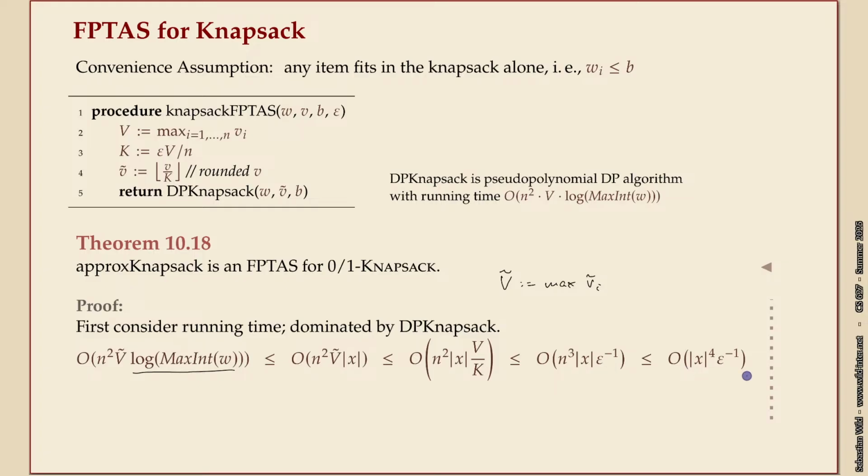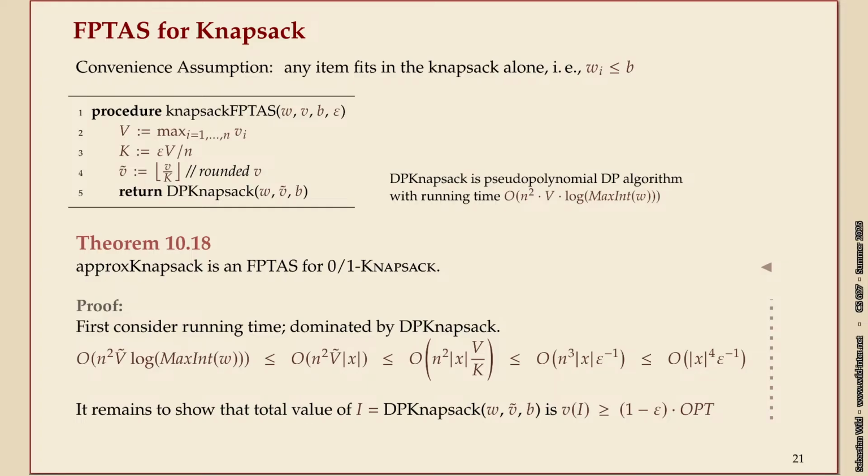And that indeed is a polynomial in the input size, the size of the encoding of the input, and 1 over epsilon. So the running time is fine. It's going to go up with epsilon, and the space is going to go up with epsilon, but only polynomially. So good enough for an FPTAS, and probably the best you can ever hope for. We still have to show that this is an approximation.